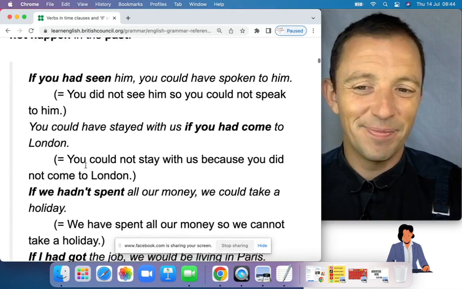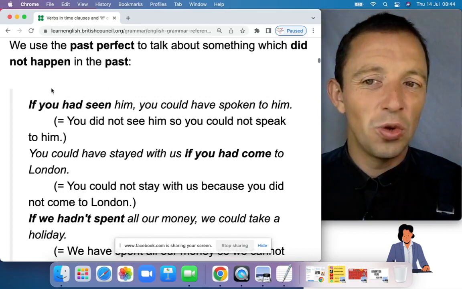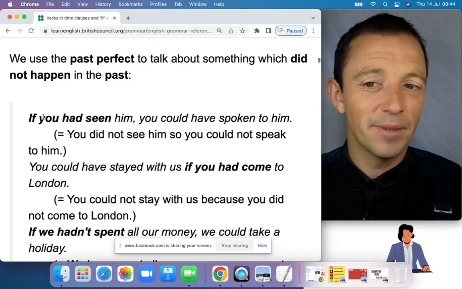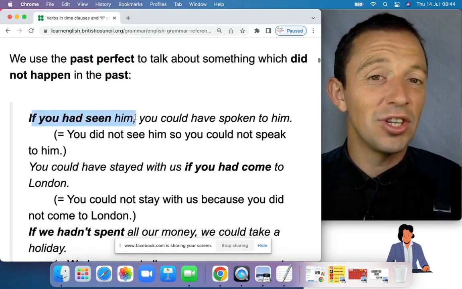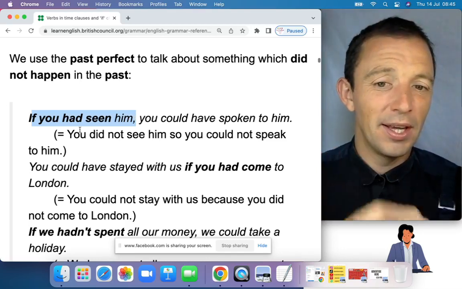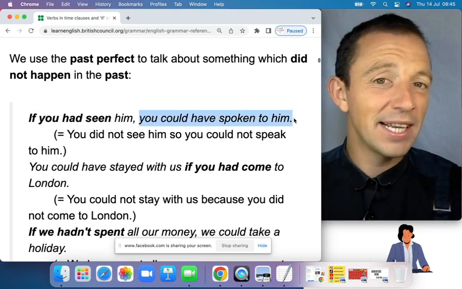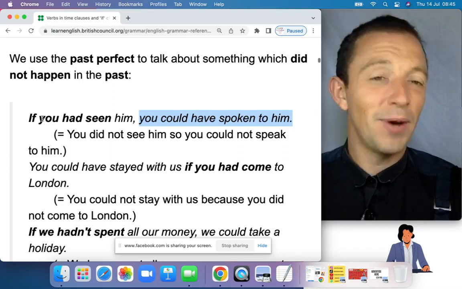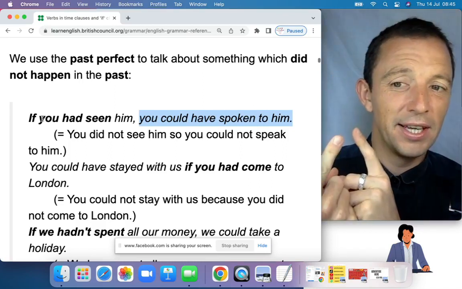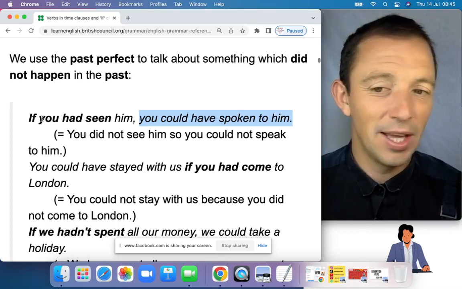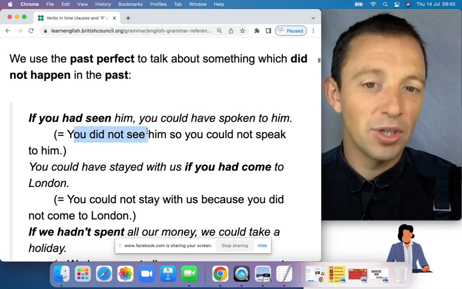Next lesson, we have more information. We use the past perfect to talk about something which did not happen in the past. So this is the conditional clause. If you had seen him, that's the past perfect. You could have spoken to him. Hypothetically, you could have spoken to him. You had the possibility to speak to him if you had seen him. That's the past perfect, but it did not happen. You did not see him, so you could not speak to him.